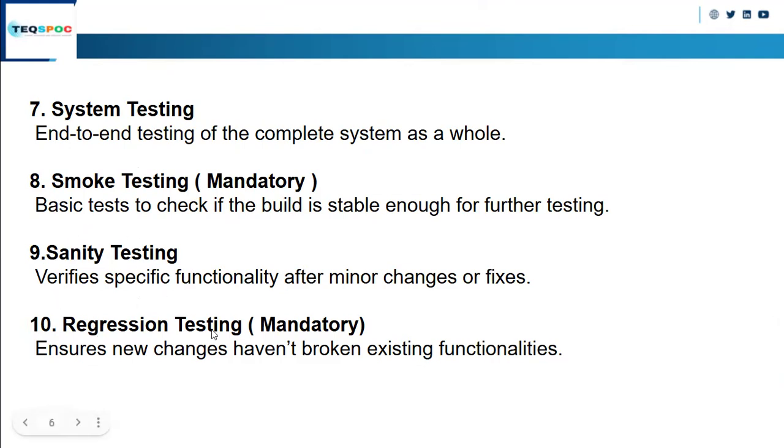Then sanity testing. What happens in sanity testing is that it verifies a specific functionality after a minor change or fix. It means somebody has reported a bug, and you have worked on the bug and made the correction. After making the correction, you check whether, after some minor change, any other bug or risk has been introduced into the software or not. That is basically done in sanity testing.